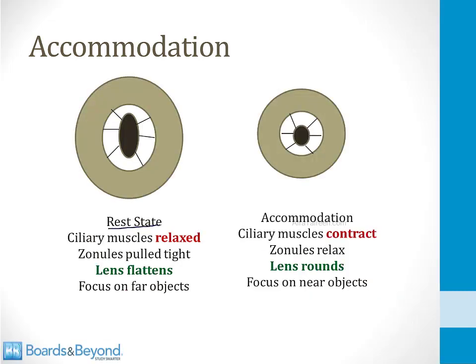In the resting state, when you are not trying to focus on a near object, the ciliary muscles are relaxed. This pulls the zonules tight and flattens the lens, as I've shown in this picture on the screen, and this is what your lens is doing when you focus on faraway objects. When you try to look at a near object, this is the process of accommodation. The ciliary muscles contract. This actually makes the zonules relax and the lens rounds, and this allows you to focus on objects closer to your face.